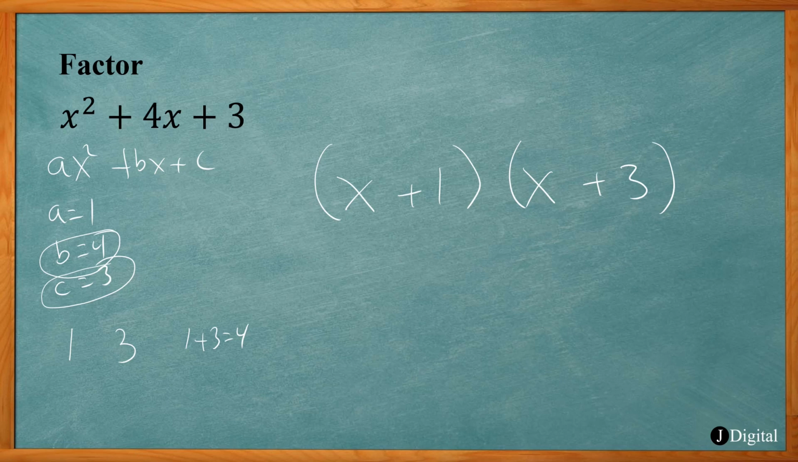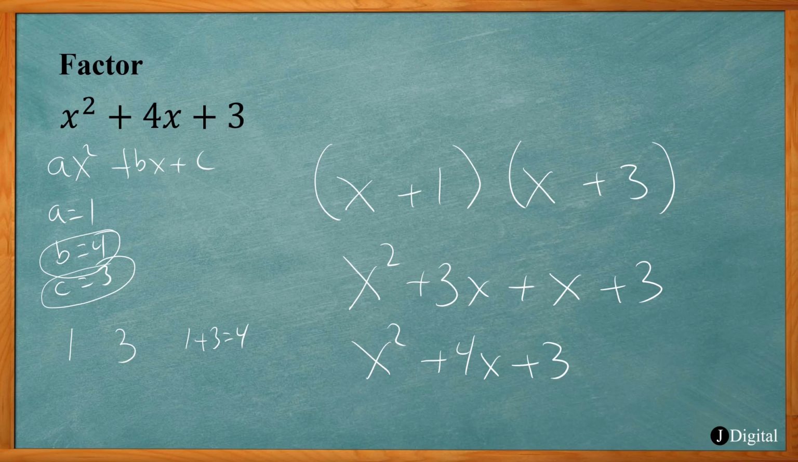Now to verify, I can multiply this out using FOIL to verify it. So x times x is x squared. X times 3 is 3x. 1 times x is 1x. And 1 times 3 is 3. That gives me x squared. Got like terms, 3x and 1x is 4x. Just add the coefficients, 3 plus 1 is 4. And then plus 3. So x squared plus 4x plus 3. That gives us back the original problem. So this is factored correctly. Okay, if you see here, we factored this down into two binomials, x plus 1 times x plus 3.